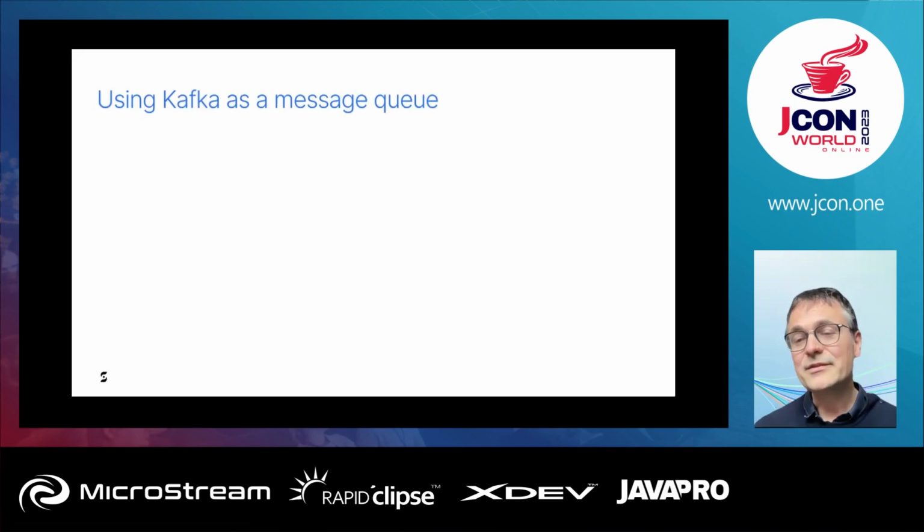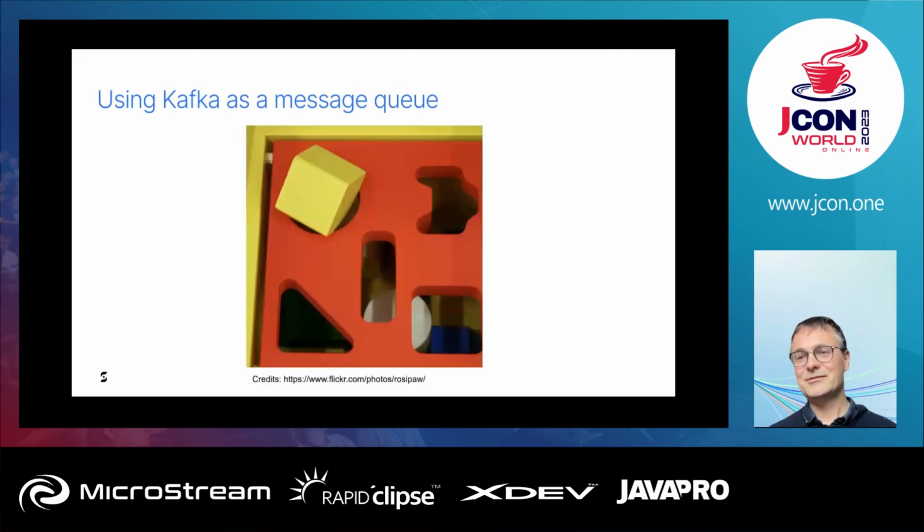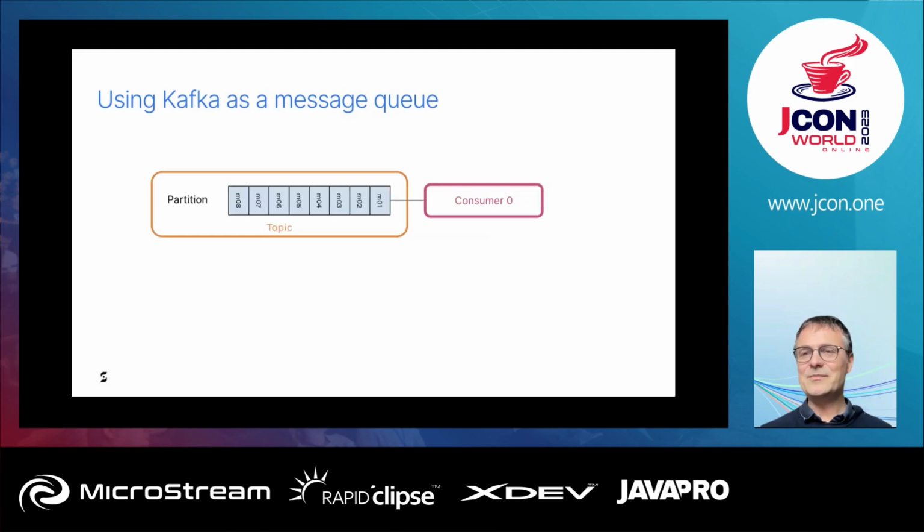Okay, so why not use Kafka to implement a message queue? Because Kafka is also about producing and consuming messages, right? So you may think using a streaming platform to implement a work queue is a good idea. However, when I tried to do that, well, that looked a bit like this, right? So let's do that together. Let's implement a message queue using a Kafka topic. So we'll start with something simple, a single consumer, and the topic will be configured with just one partition.